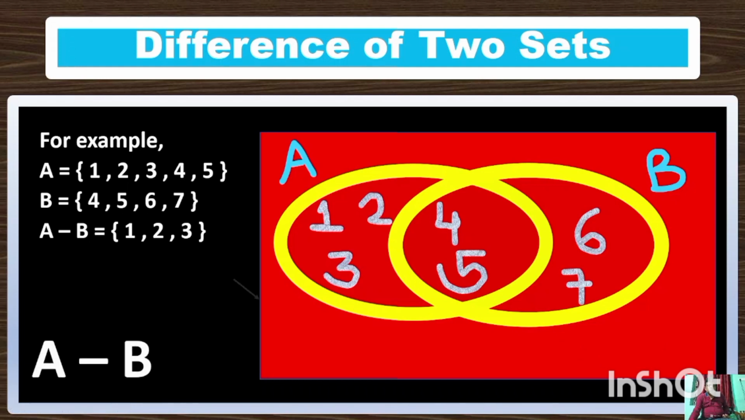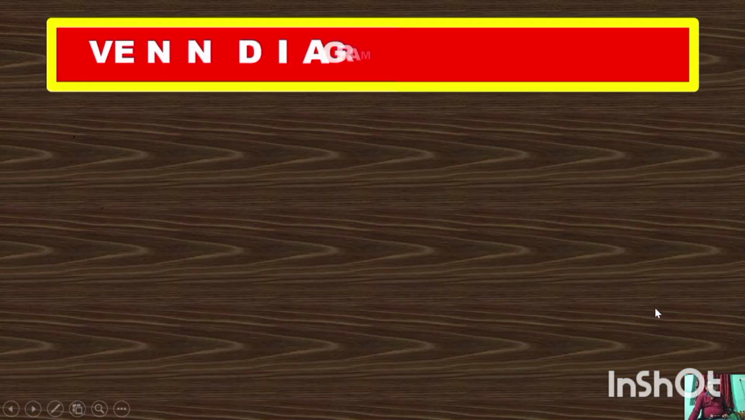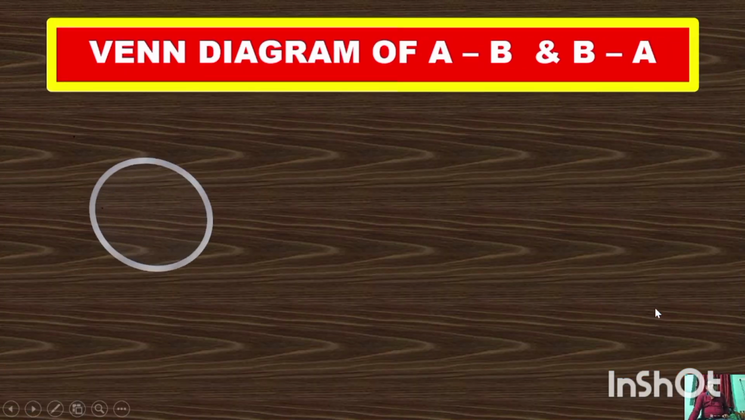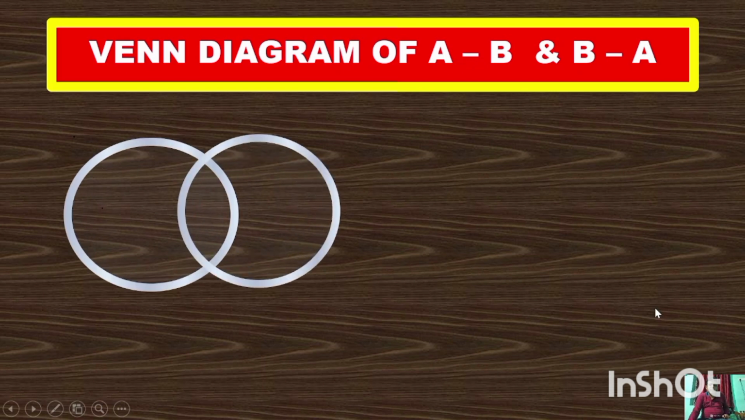You see, these are the elements of A difference B. Clearly understand? Yes. Okay. Similarly, B difference A and A difference B. Once again, see the Venn diagram here.